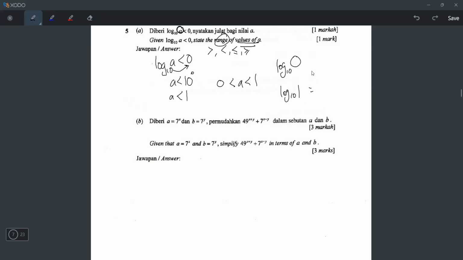What happens if it's a 1? What happens if it's 1? Let's press. This is math error, right? But log 1 is what? Log 10, 1. Can you see it's equal to 0? Equal to 0. So since they use the symbol smaller than 0, it means that the a cannot be 1 lah. It cannot be 1. It must be smaller than 1, but it also cannot be 0. It has to be bigger. So it's in between lah. Okay. So hope you understand lah.